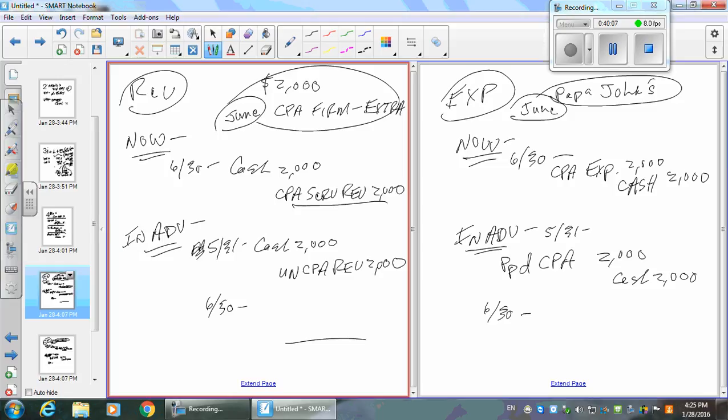What goes away? And what happened? What do we get instead? What goes away is the unearned CPA revenue. Yes, because if we owed them the work and then we did the work, do we owe it to them anymore? No, so how do you get rid of liabilities? Yep. With a debit.